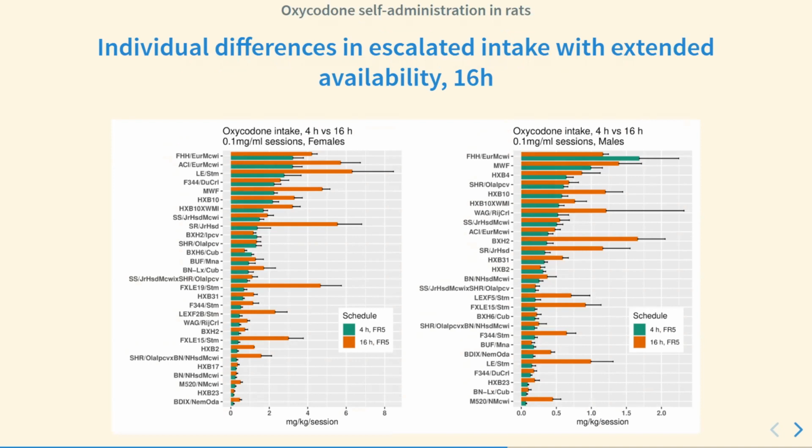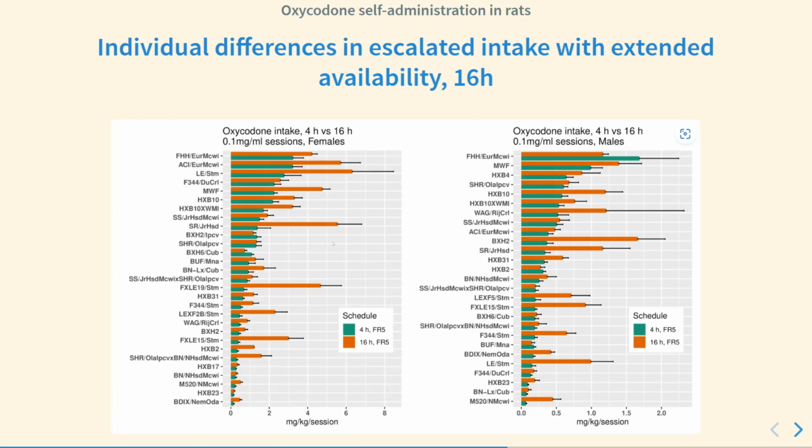This is something that's very interesting to us. This is comparing 4-hour intake versus 16-hour intake in the same strains in females versus males. So 4-hour intake in many strains is sufficient for these strains. When we increase the availability, some of the strains take more, but many strains don't. So for these strains over here, when they have a chance to take more drug, they don't escalate. They had enough drug and they are fine.